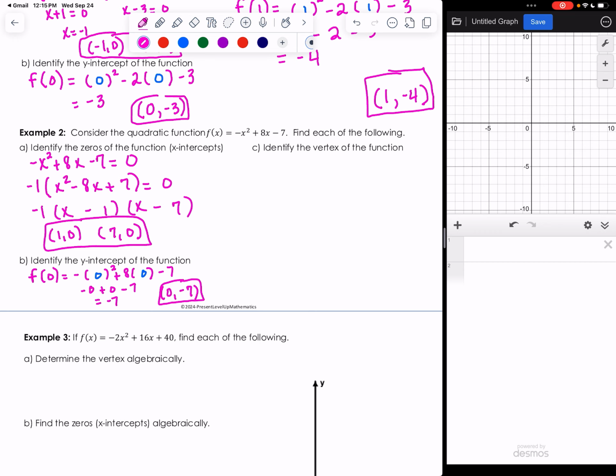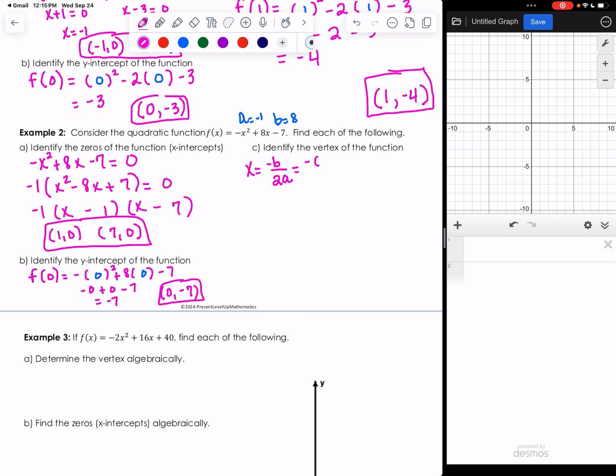Now, the last thing they want us to find in this problem is the vertex. So to remember, to get the x-coordinate of the vertex, I need to use this formula, opposite B over 2A. Now, in this problem, I should probably write this down. Let me put it in a different color here. The value of A is -1, and the value of B is +8. So those are the values we're going to be using for the formula.